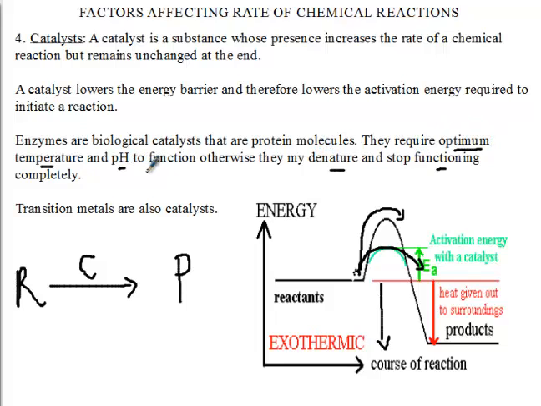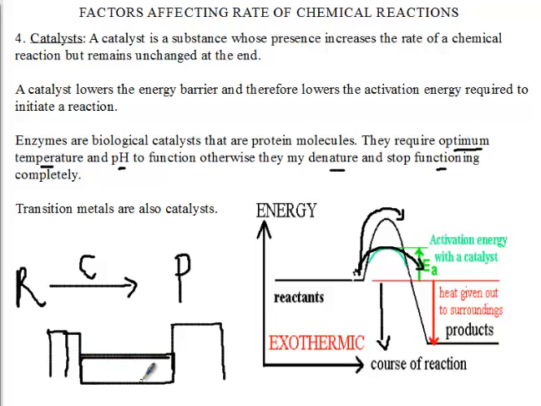Transition metals are also catalysts. Now we know that on the periodic table we have two groups, and then we have the other groups here. The transition metals are the blocks in between the two main groups. All the metals found here are good catalysts.